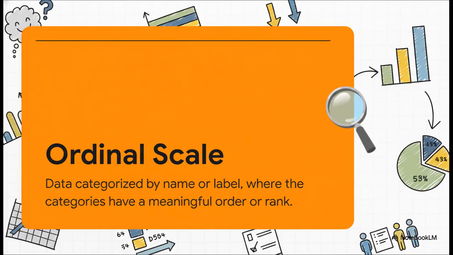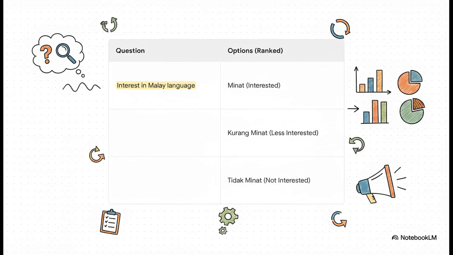All right, next we level up to the ordinal scale. And if nominal was about the name, ordinal is all about the order. We're still using named categories, but now, and this is the big difference, they have a meaningful rank. It's a huge step up because now we can see not just what people chose, but also the relative weight or value of their choice. Here's another great example straight from our survey. It's asking about minat terhadap bahasa Melayu, or interest in the Malay language. And just look at the options. You instinctively know that minat, interested, is more than kurang minat, less interested, which is definitely more than tidak minat, not interested. That built-in hierarchy, that ranking, that's exactly what makes this ordinal data.